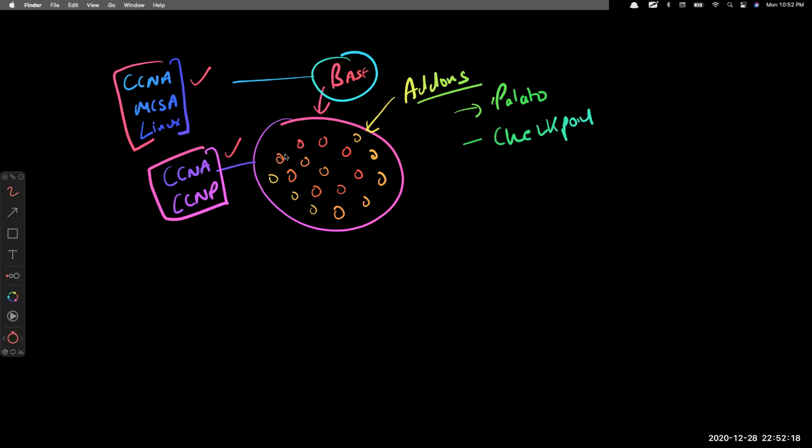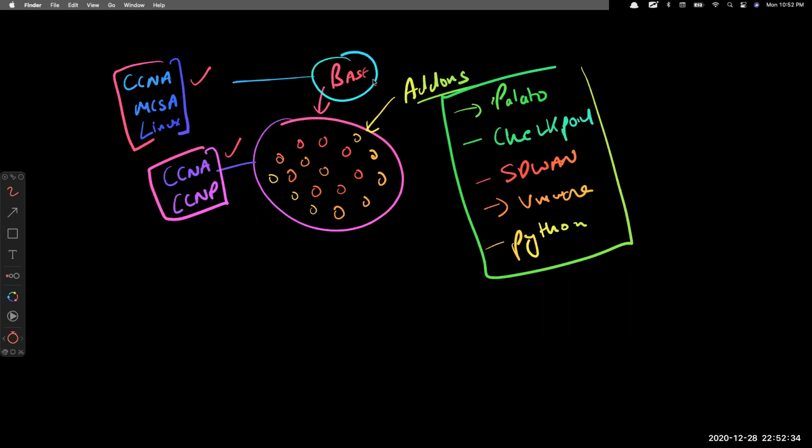So once you get entry, you can keep adding the add-ons like Palo Alto, Checkpoint, SD-WAN, or any further technologies like VMware, Python. So all these are add-ons. But if you just keep learning the add-ons and you don't have a good base, then what are you eating? You are just eating the vegetables, man. You are not eating a pizza. I hope you are understanding the things now.